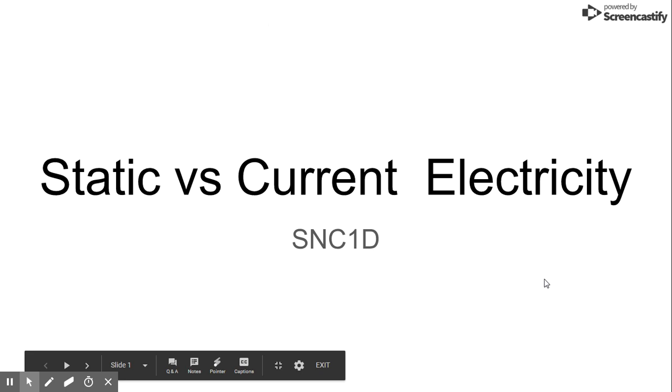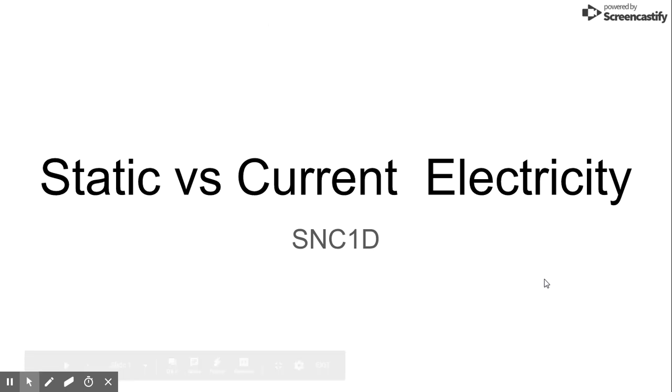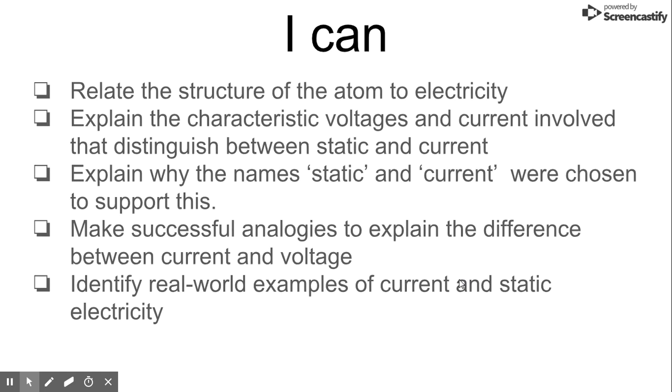Welcome to the electricity unit. We're studying two broad forms of electricity, static and current electricity. What you should be able to do by the end of this unit is relate the structure of the atom to electricity, explain the characteristic voltages and current involved with both kinds, and why the names static and current were chosen and how that makes your discussing it easier.